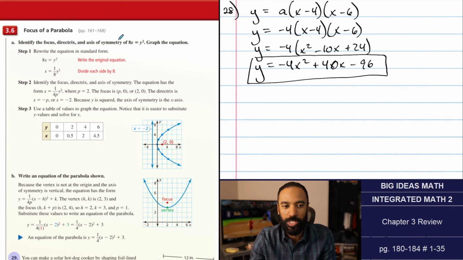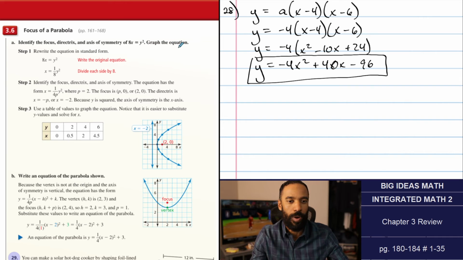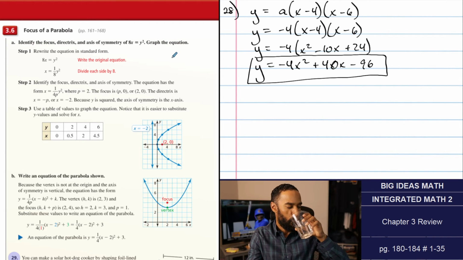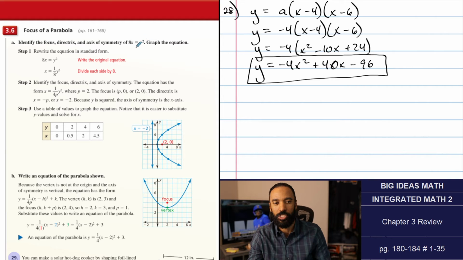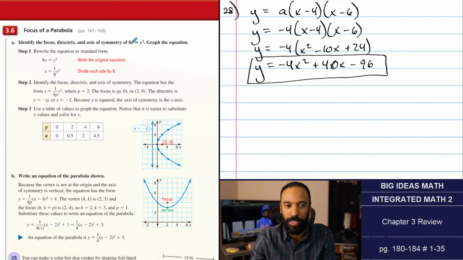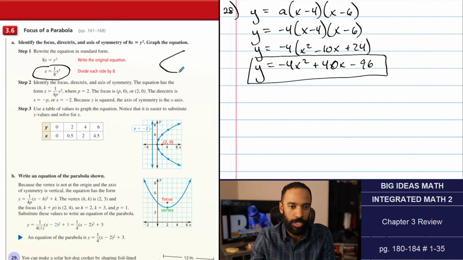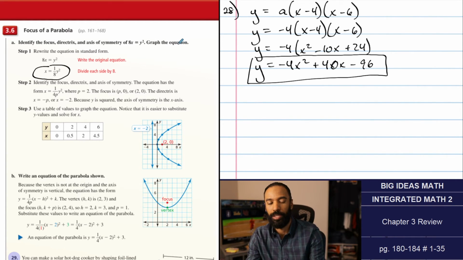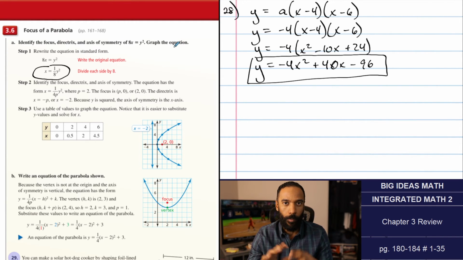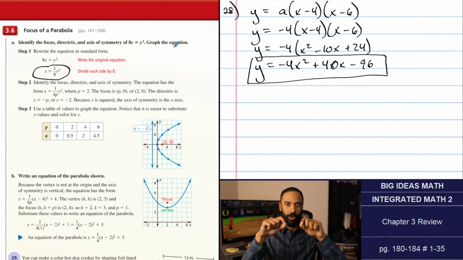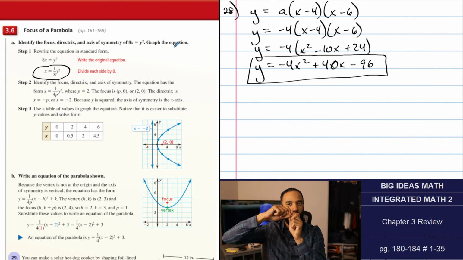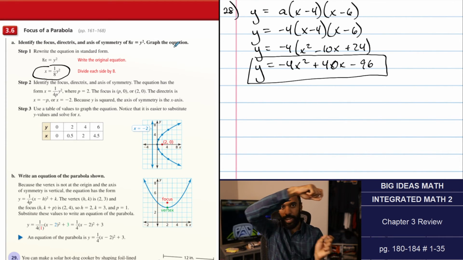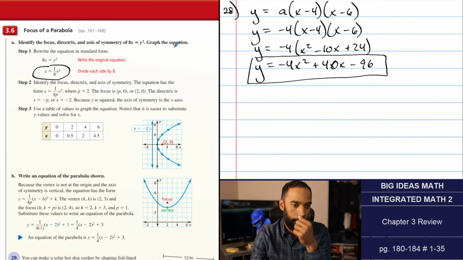Identify the focus, directrix, and axis of symmetry of 8x equals y squared. Graph the equation. First of all, it's good to get the single degree variable by itself. In this case, it's going to be x, making it an x equals equation. An x equals equation means the graph is going to be going either to the right or to the left. Because it's a positive y squared, it'll be going to the right. Something to keep in mind, it's going to be just like the graphs of before, where y equals x squared, only now instead of 1, 1, 2, 4, 3, 9, it's 1, 1, 2, 4, 3, 9 like that. It's actually a sideways parabola.